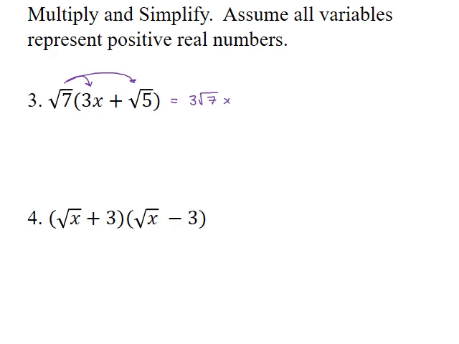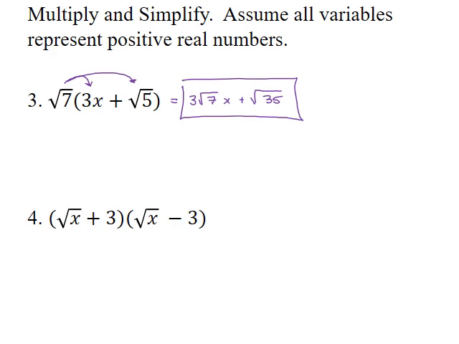But since the root 7 and the root 5 are both square roots, you can put those together as one big square root and just multiply the insides. 7 times 5 is going to give you 35. And that is your final answer.